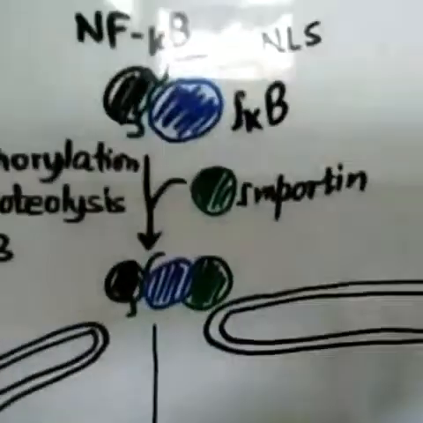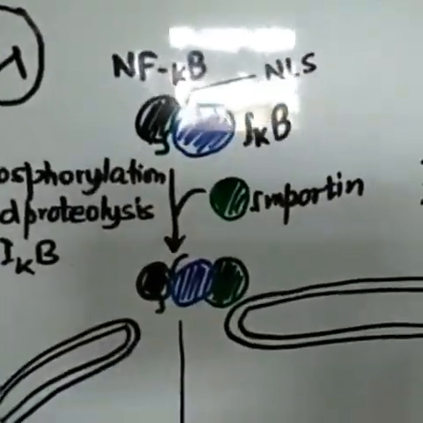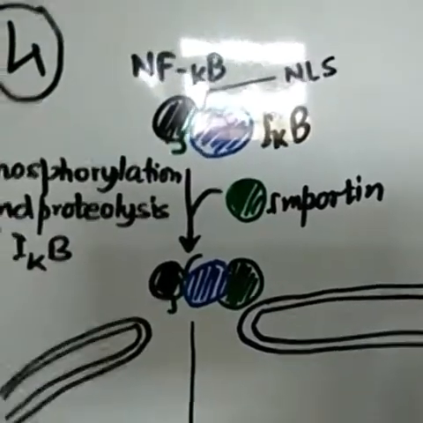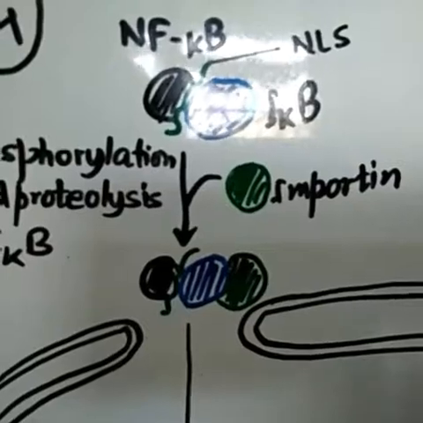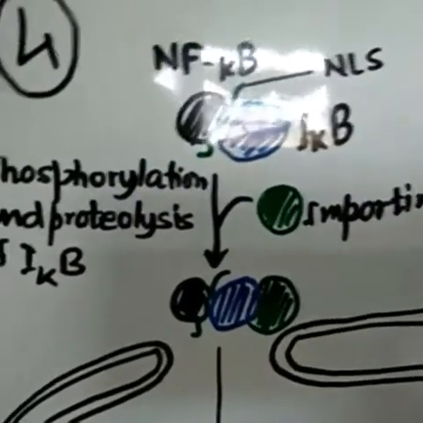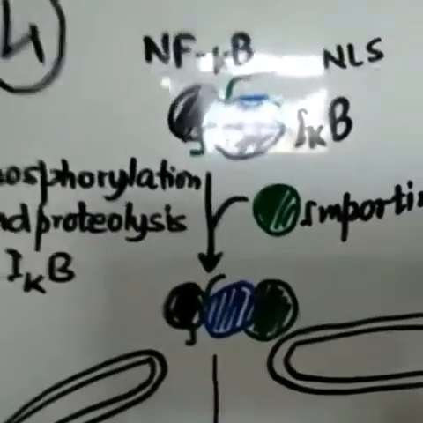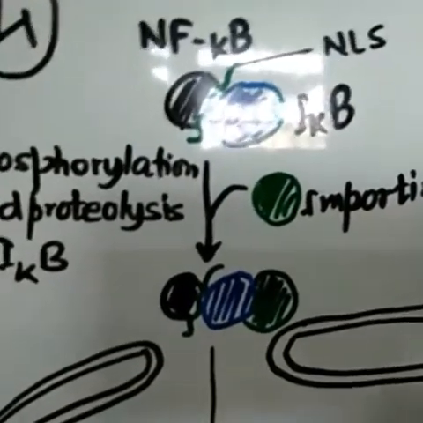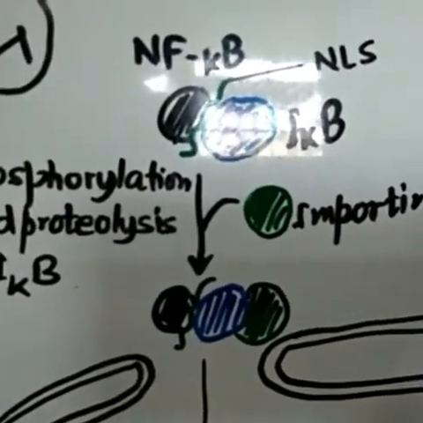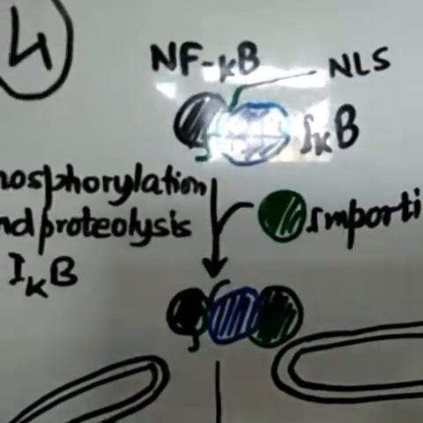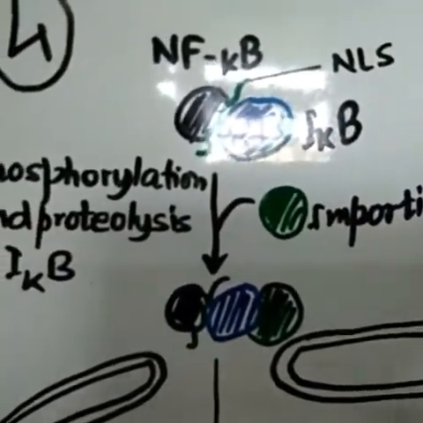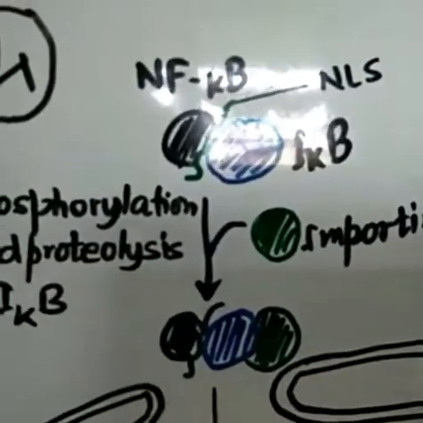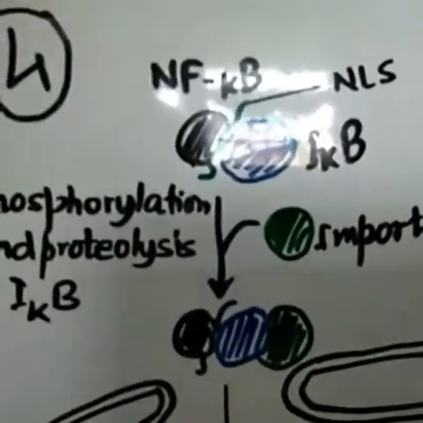But here is a different phenomenon, which is the mechanism of import of several transcription factors. It is known to everybody that transcription factors are very important regulatory proteins which help in transcription, because without transcription RNA cannot be produced, and without RNA proteins cannot be produced. So transcription factors are very important, and how are they imported into the nucleus?